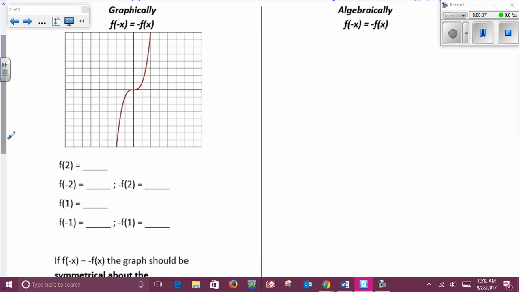Let's look at the graph here. F of 2, if I go to where 2 is, I'm up here, and that is 8. F of negative 2 is way over here, which is negative 8. So negative f of 2 is the same thing as saying negative 1 times f of 2. And in our case, that's negative 1 times 8, that's negative 8. So f of 1 is 1. F of negative 1 is negative 1. So negative f of 1 is negative 1 times 1, which gives me negative 1.